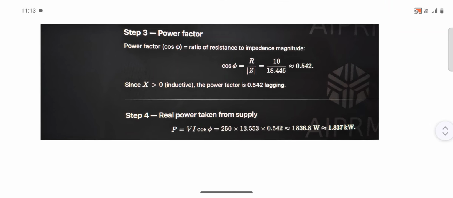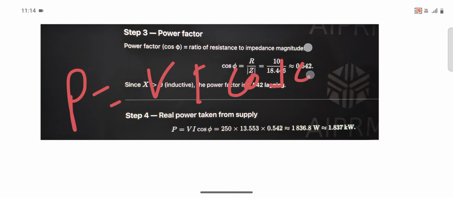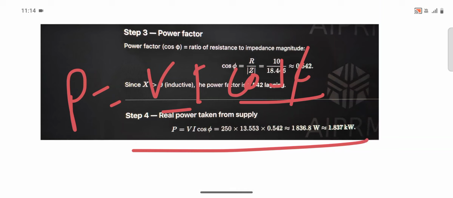Now real power taken from supply, we will get the formula: power is equal to VI cos phi. Voltage we know, current we already calculated, and cos phi we already calculated. So we will get real power which is equal to 1.837 kilowatt.